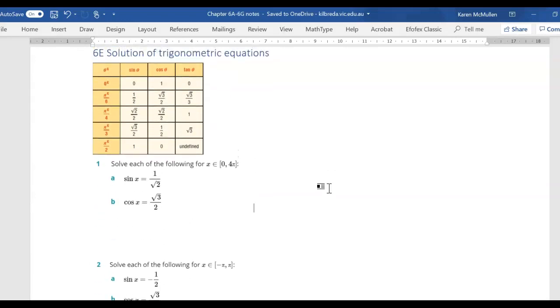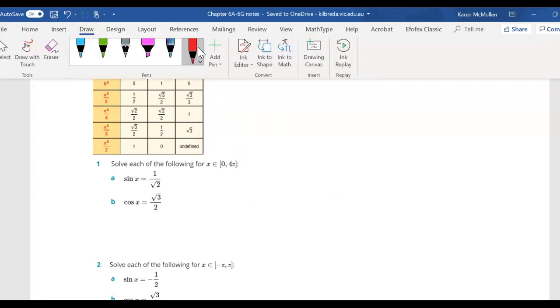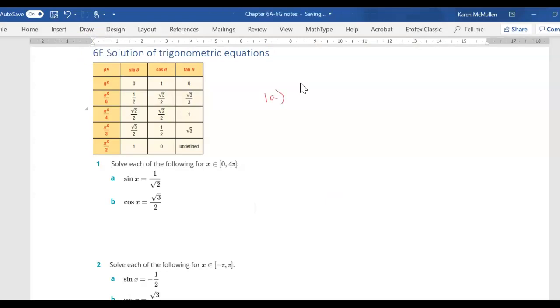Okay, so the first one, let me just get my pen ready. Let's write it over here. So sine x equals 1 on root 2. So x is equal to inverse sine of 1 on root 2, so x is equal to pi on 4. We just did that on the calculator, but you can also see it from this table. Remember, 1 on root 2 is the same as root 2 on 2, so just rationalize the denominator there. So your first solution is pi on 4.